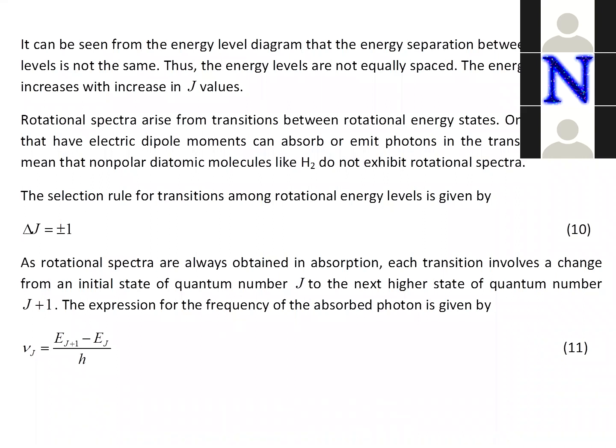Please note: delta J is equal to plus 1 is nothing but your emission spectrum. Delta J is equal to minus 1 is nothing but absorption spectrum. Okay, so I will come back here. Look and observe carefully.